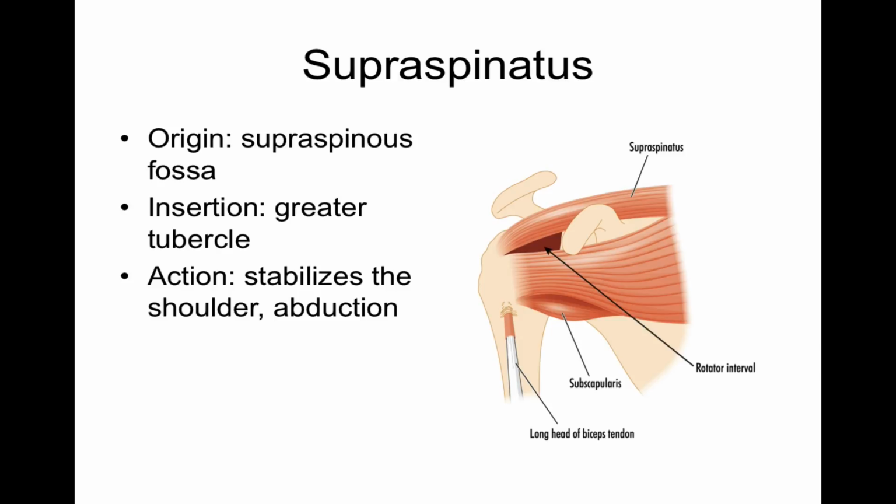The origin is the supraspinous fossa, and then it inserts on the greater tubercle of the humerus. So this is a point on the proximal part of the humerus, basically toward the shoulder joint. The action here is to stabilize the shoulder and to abduct. So that is to pull the arm away from midline. In this case, we're talking about the initiation of abduction, and then the deltoid muscle that you saw in the previous video will take over from there.